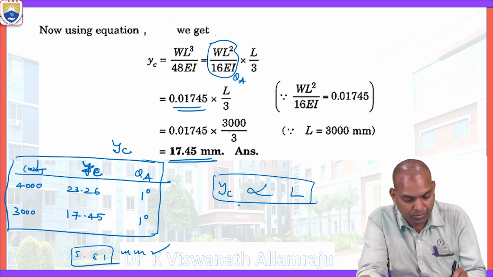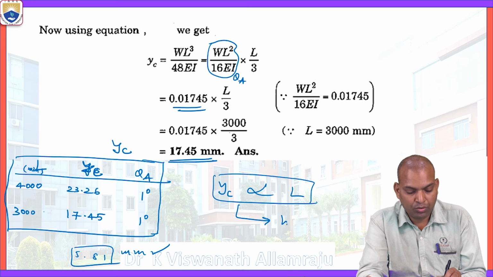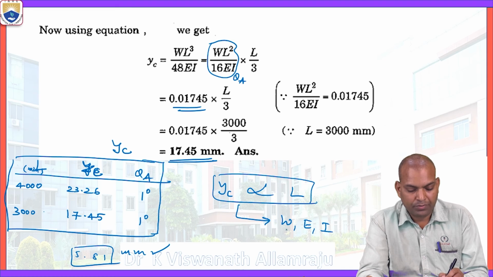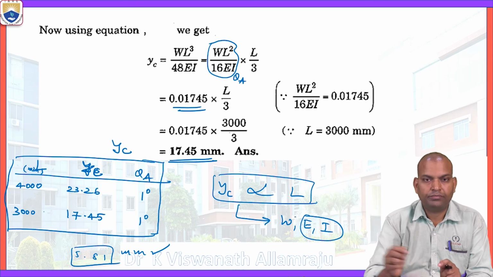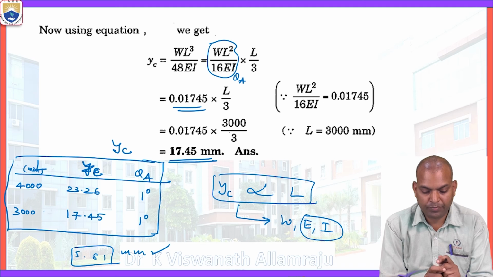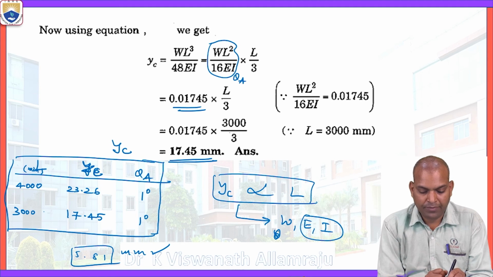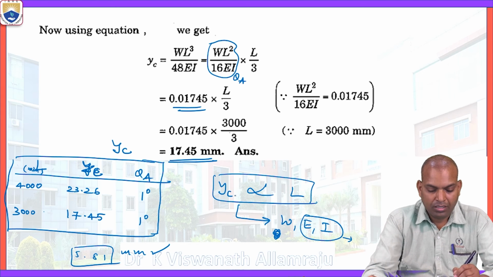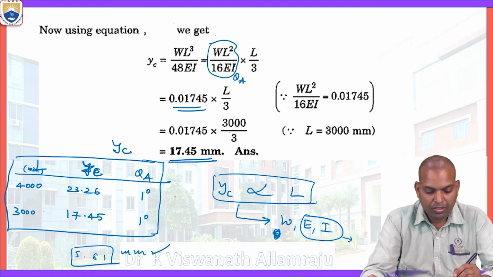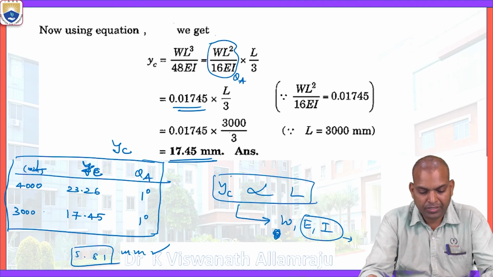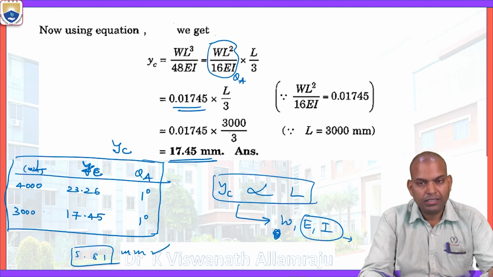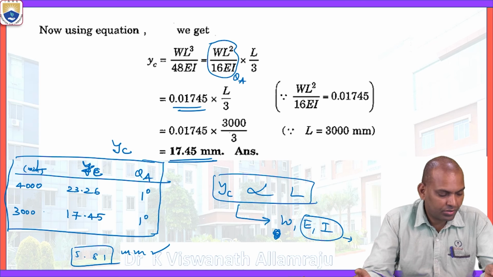This condition is suitable only when the load and EI are the same. That means the section of the beam, the material of the beam, and the load on the beam are the same, then what will happen? The slope remains the same. But if L varies, then the deflection also varies. In proportion to the variation of L, the deflection varies. So it's a linear variation. That's what we can understand from this.